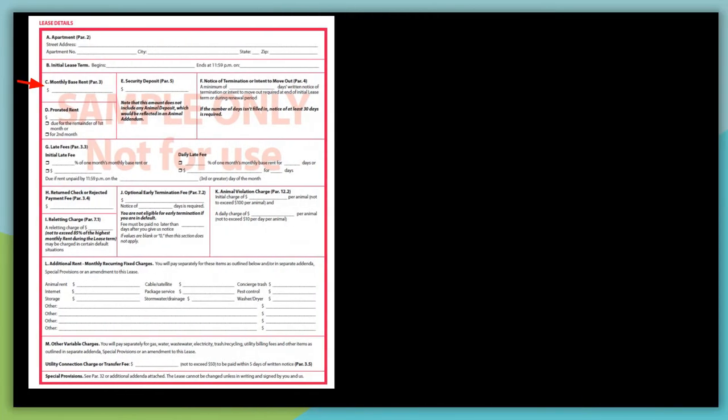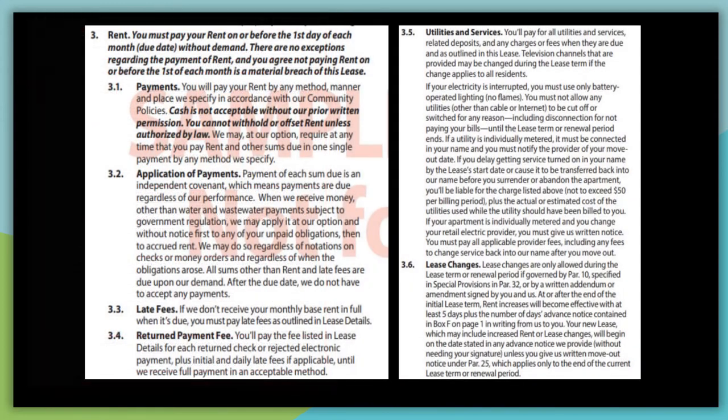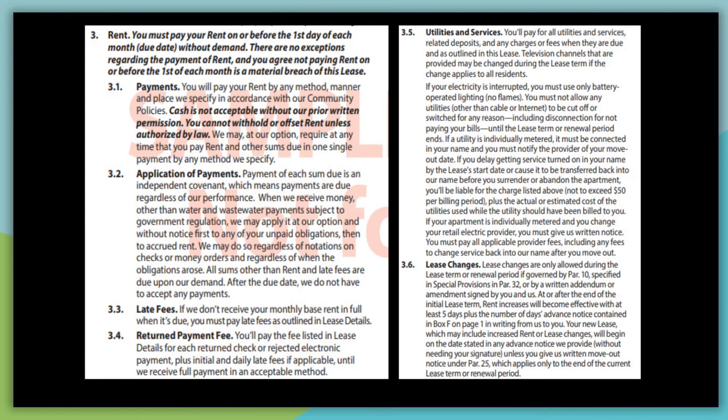Section C contains the monthly base rent you will pay. Again, there's more information to be had. Here you will find information on when rent is due, what forms of payment are accepted, and how the payments are applied. It also states the policy for late fees and return payment fees.